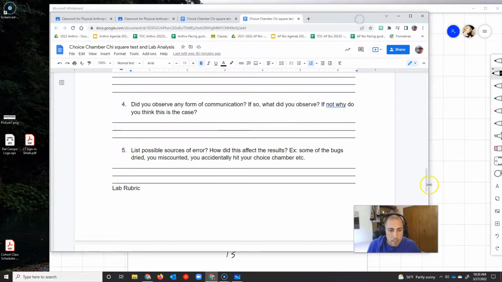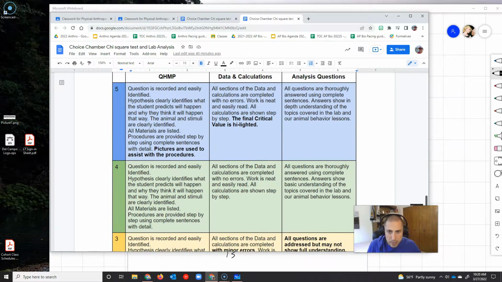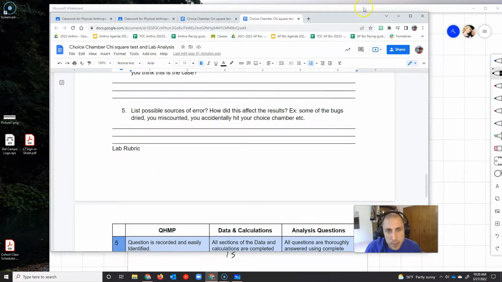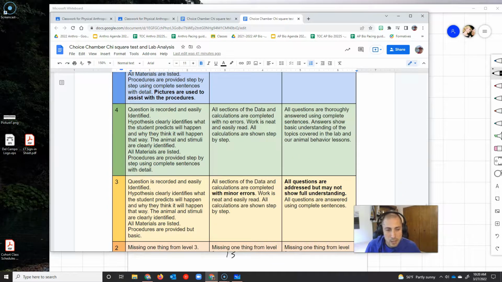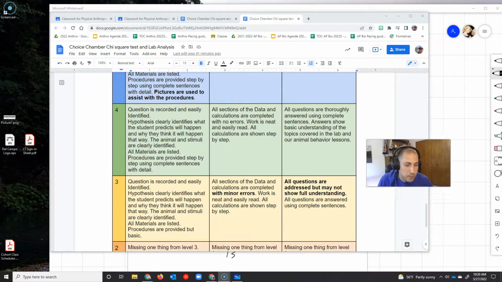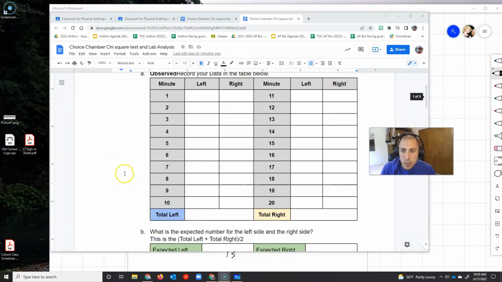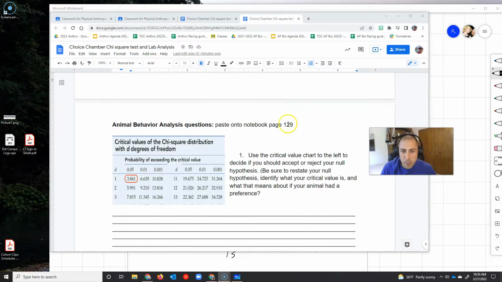So we've got that. Below that, we have the rubric for the lab, and this is going to show how you're going to be graded. So you're going to take pictures of this, upload it to the assignment on Google Classroom so I can grade it one night and get you your score. This is going to be your first grade, a thing that counts towards your grade, this analysis and conclusion. Again, this goes on to page 128, and then this goes on to page 129. It's right on there. Make sure you get it in the right spots.